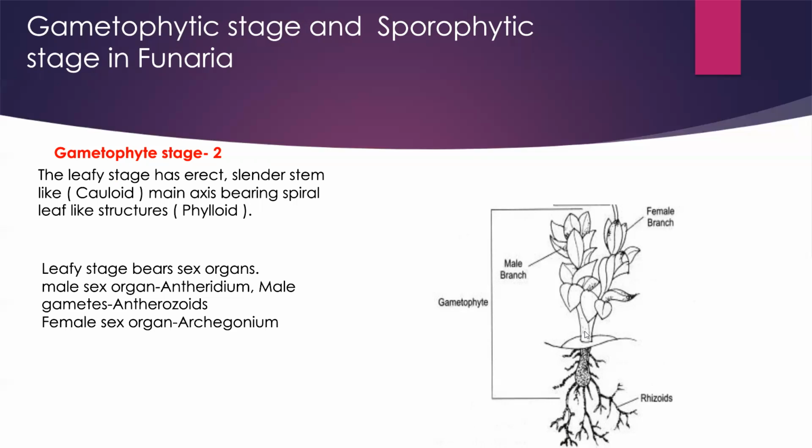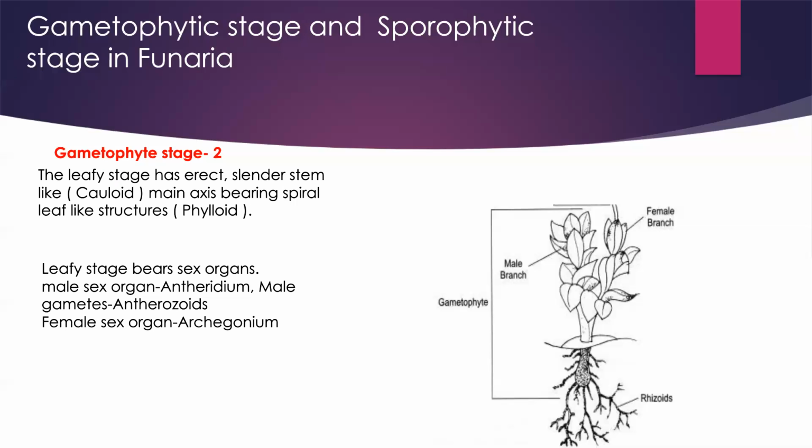As I told you in the beginning, the gametophyte produces gametes. This antheridium is a male reproductive organ, and inside this male reproductive organ, male gametes develop, and these male gametes are called antherozoids. Getting my point? While the egg cell, which is a female gamete, develops within the archegonium, which is a female reproductive organ, which develops at the tip of this lateral branch.